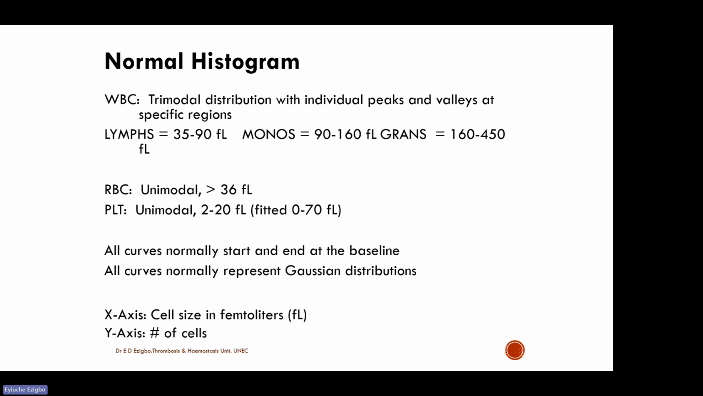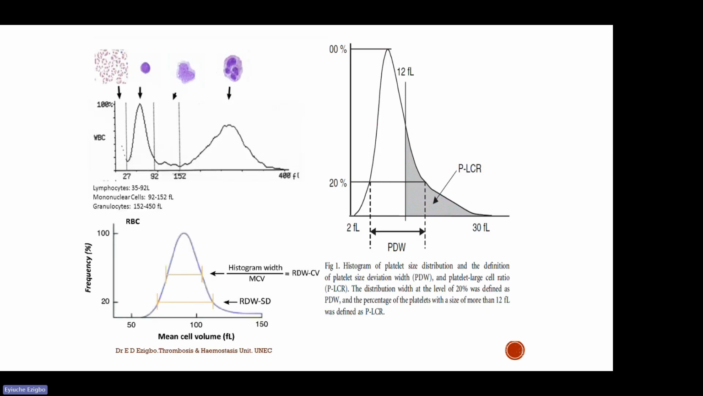Okay, we'll see that diagram now. So what we are saying is that the white blood cell histogram is trimodal. See one peak here, it goes down, see another peak here. Then see another peak here, all of them representing different populations of cells.